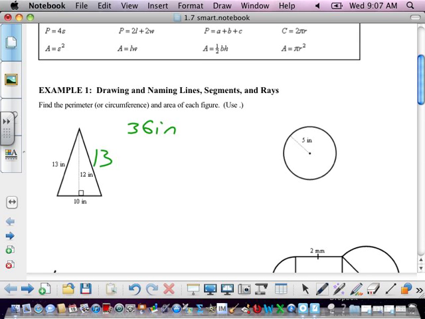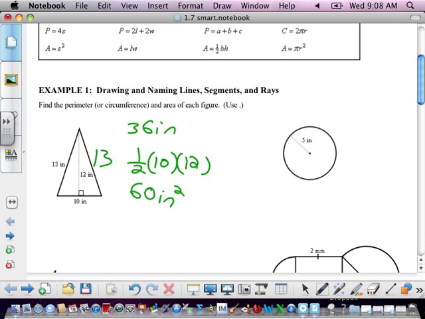Okay, the area is slightly harder. We're going to do 1/2 base times height. 10 times 12 is 120. Half of 120 is 60. But when we do area, it's 60 inches what? Squared. Good. So far, so good? So if I give you another triangle one, you could do it on your own?